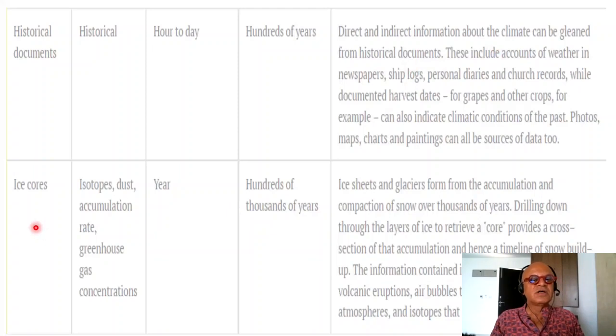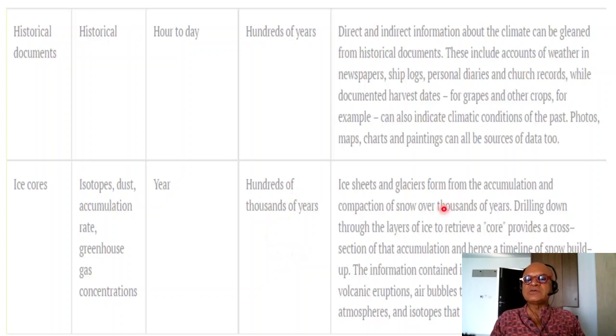Ice cores. The types of measurements are isotopes, dust, accumulation rate, which tells you something about how warm or cold the temperature was globally, greenhouse gases that are trapped in the bubbles and their concentrations, time scales of years, and time periods of hundreds of thousands of years.